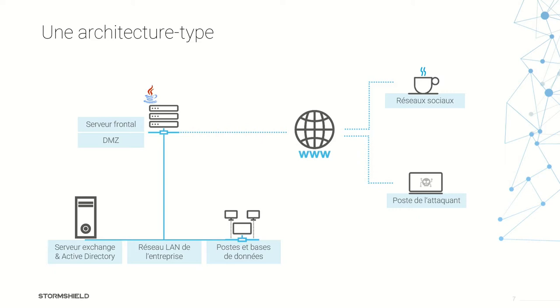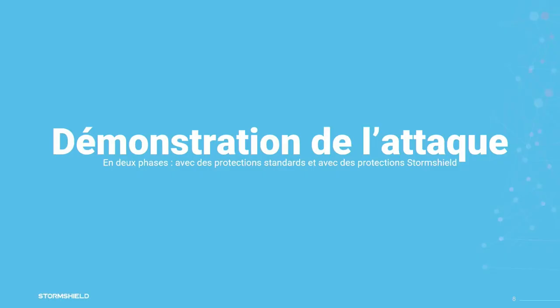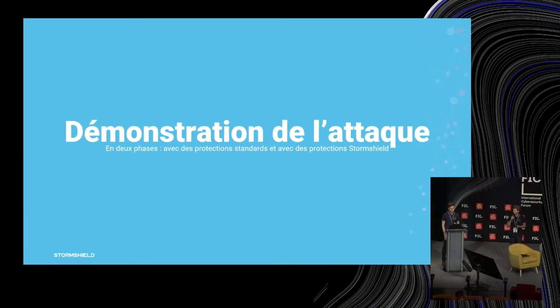Now, about the architecture for this demo. You have the internet in the middle, the attacking workstation on one side, the social media, the front end, using Java coding. It's important, and we will explain that later. And you have the LAN network of the company that is using a server with database and an Exchange. So it's quite a standard presentation. Now, the demo.